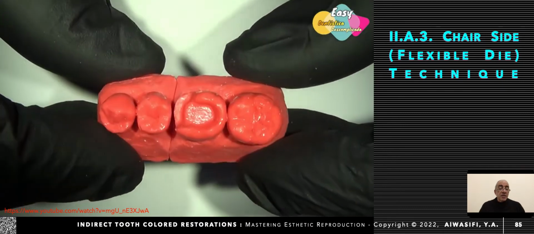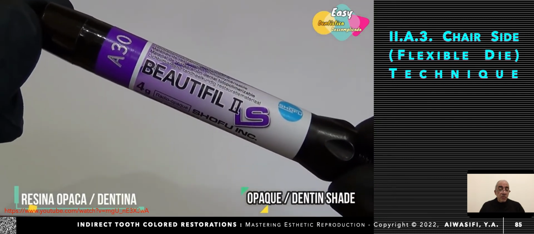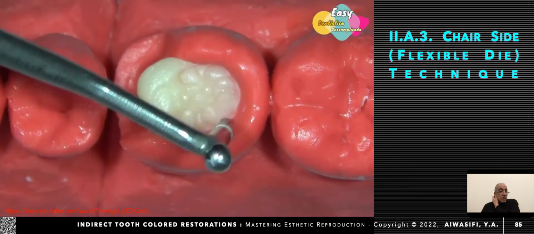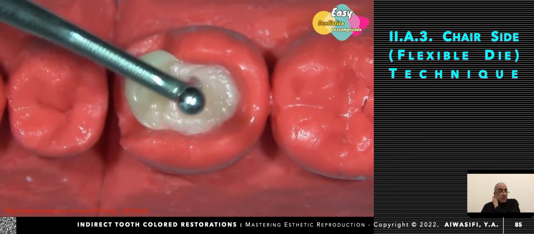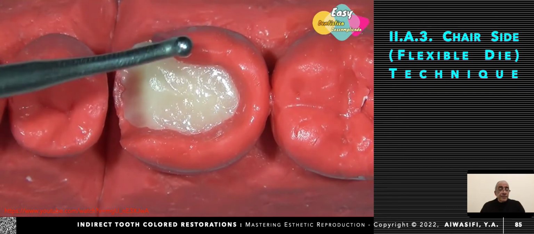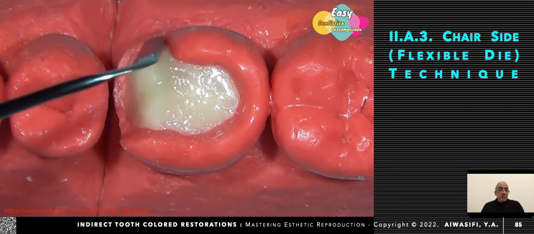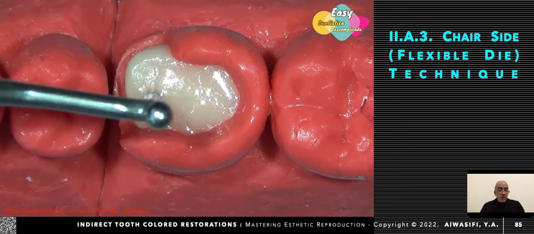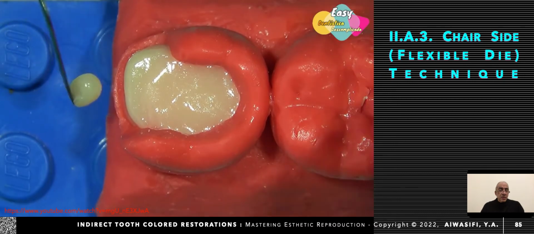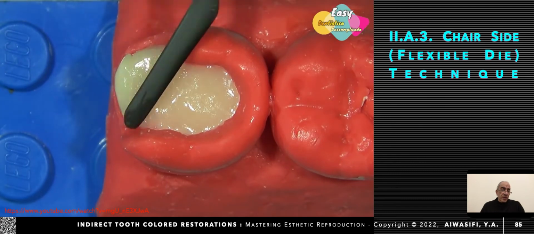In such a technique you are not in need to use a separating medium, because your composite will not adhere to the die, and now he's starting to build the dentine shade and curing it. The thickness of this increment should not exceed 2 millimeters. Then trying to build the proximal area.